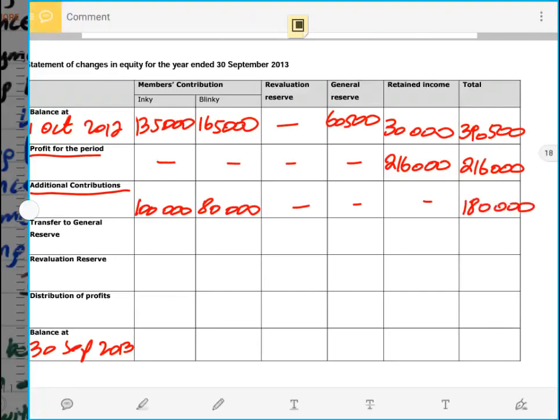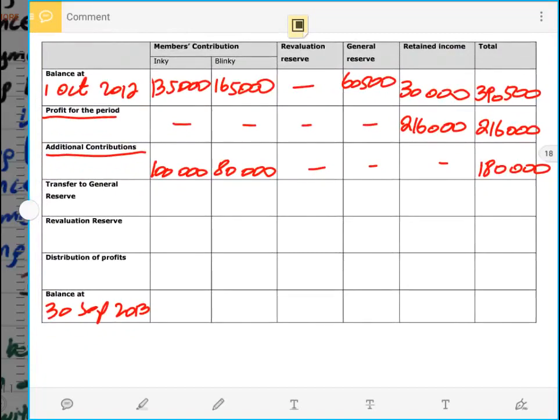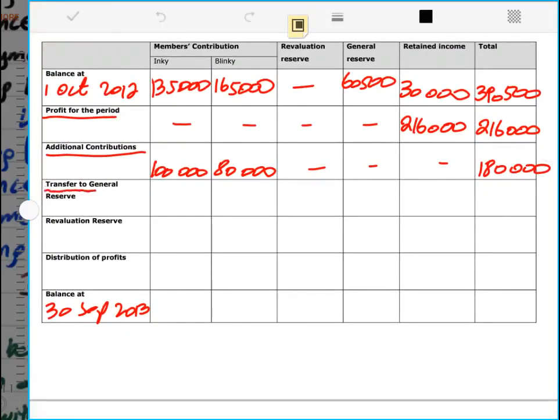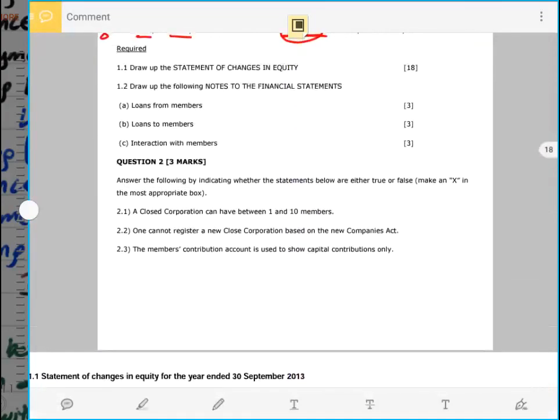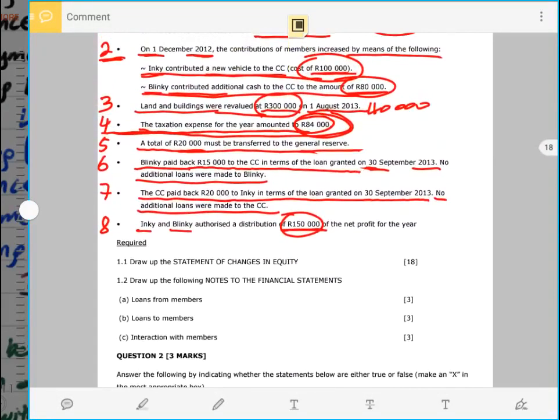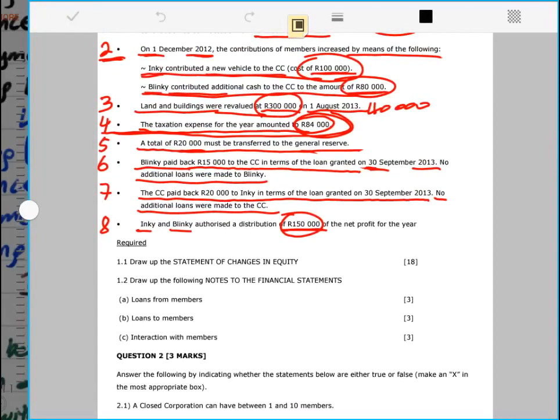So it only affects the column of the members' contribution, then only the total column. Then after we look for the transfer to the general reserve. So now I think there was also an amount that was transferred to the general reserve, and that was bullet point number 5. Yes, bullet point number 5.